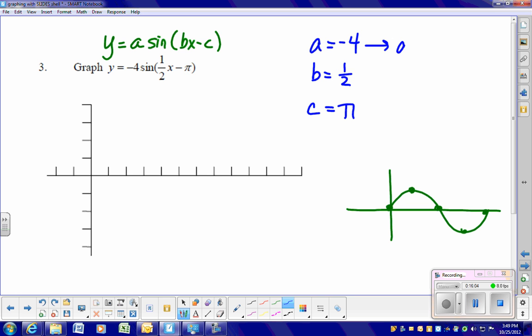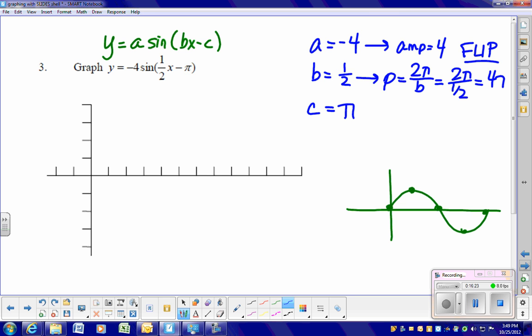This tells me that the amplitude is 4. But the fact that A is negative means there's also a flip. The hills and the valleys are going to change. B, being 1/2, is going to tell me about the period. Period is 2 pi over B, which is 2 pi over 1/2, which is 4 pi. So this is going to be stretched out and be much wider than usual.